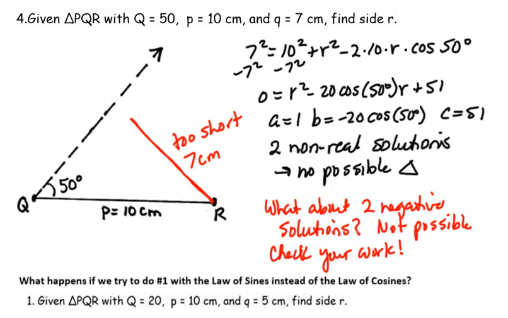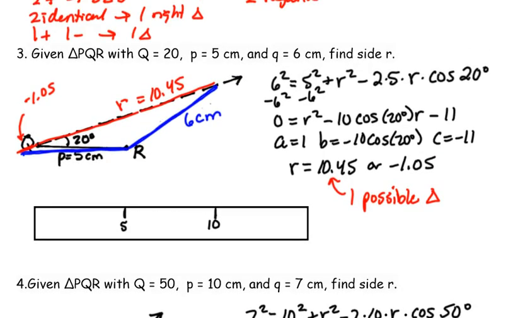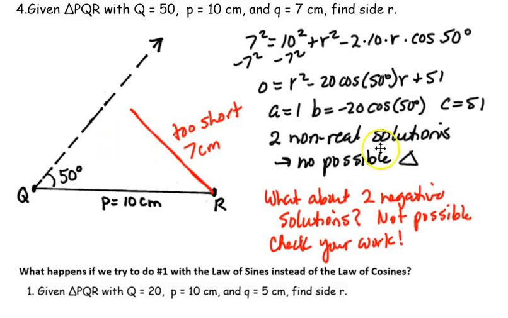Okay, so those are all the possible things that can happen. Two positive real, two triangles, two possible values for that missing side. Two identical positive, one possible triangle, and it's a right triangle. One positive and one negative, one possible triangle. The negative side does not give you a triangle, but it does represent a geometric value that you could construct. And then if you can't draw a triangle at all, then you're going to get two non-real solutions. And if you get two negative solutions, check and make sure that you put b in as negative something cosine something. If you just put it in as positive something cosine something, then you would have gotten the sign switched.